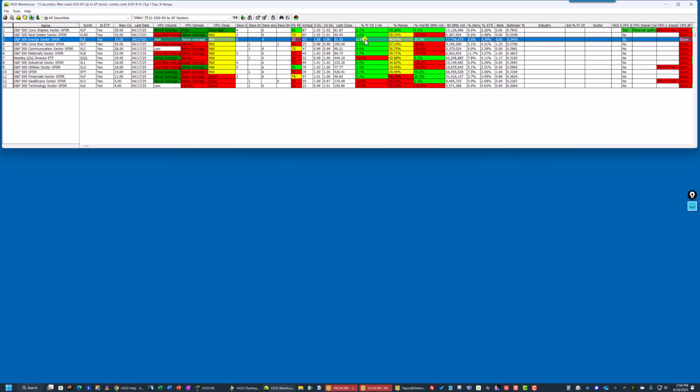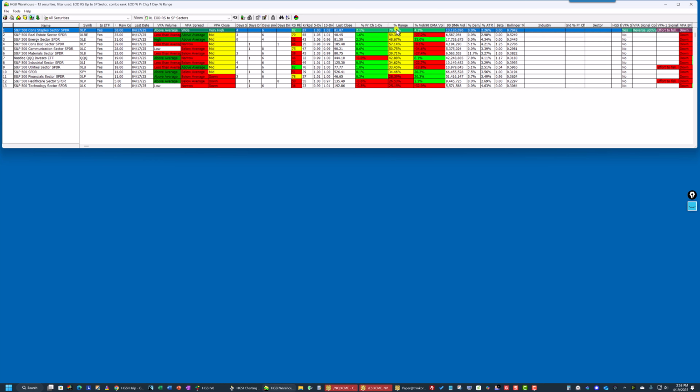Actually, the energy sector was up 0.2 more, but notice where the range closed. So that's just the way I've set up the combo ranking. The higher the close is for the range, it just means there was more strength going into the close as an entire sector. So let's take this down to the next level.